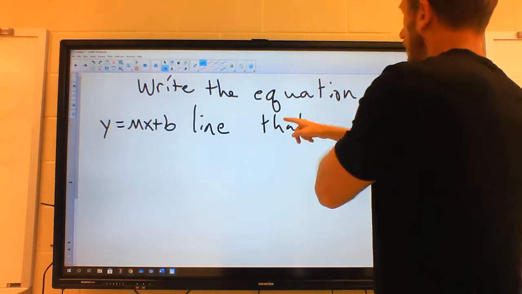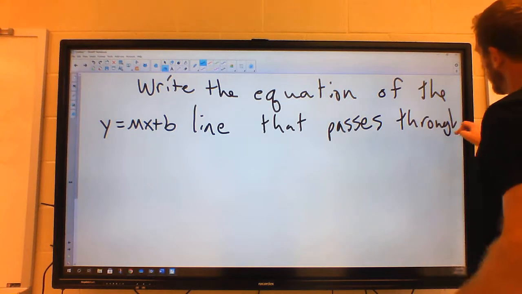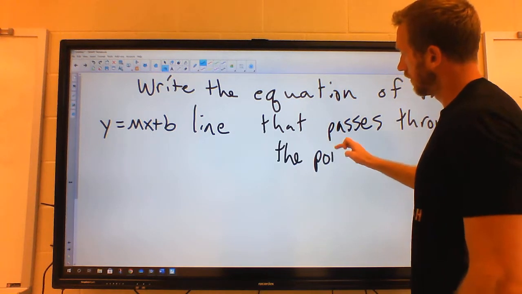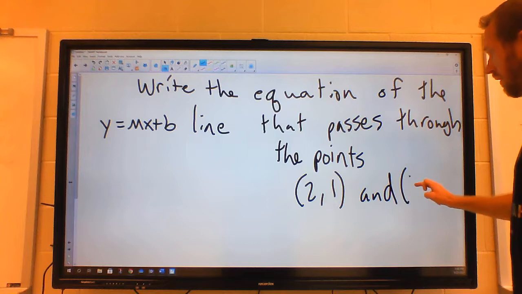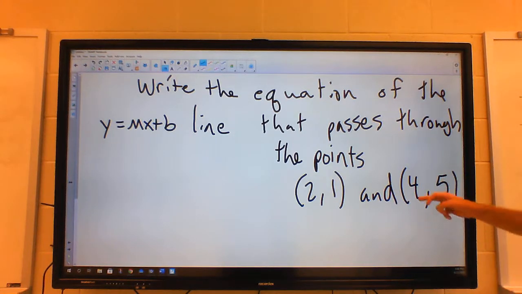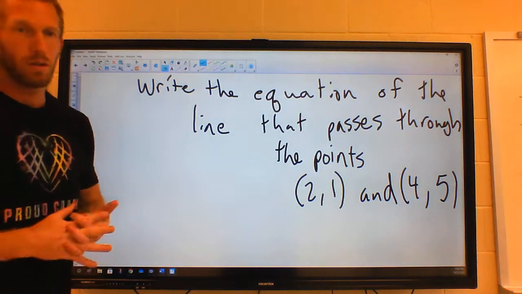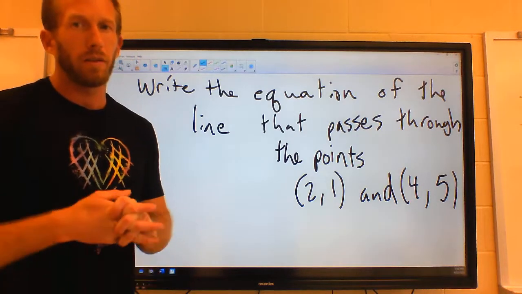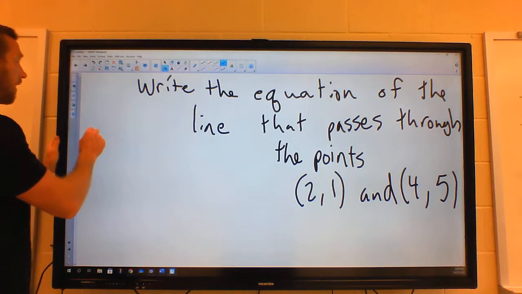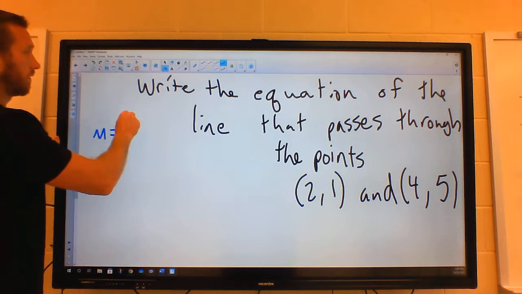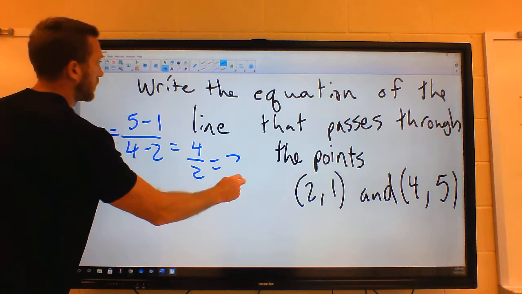Write the equation of the line that passes through the points 2, 1, and 4, 5. All right, this problem is a notch more difficult because now I don't even have the slope. All right, so step number 1 is going to be to find the slope. 5 minus 1 over 4 minus 2 takes me to 4 divided by 2, which is 2.